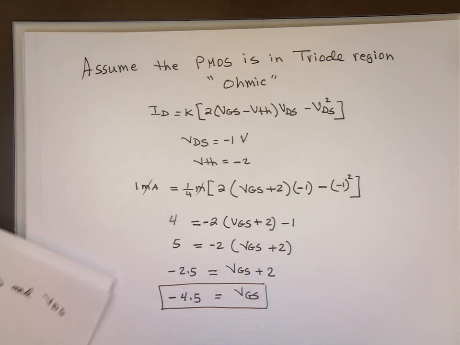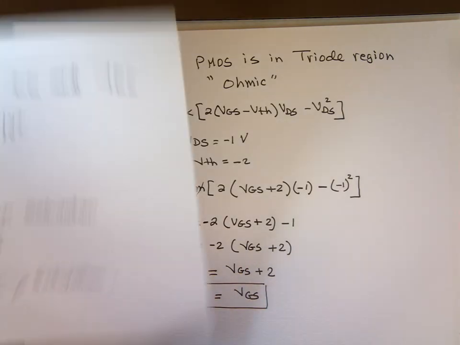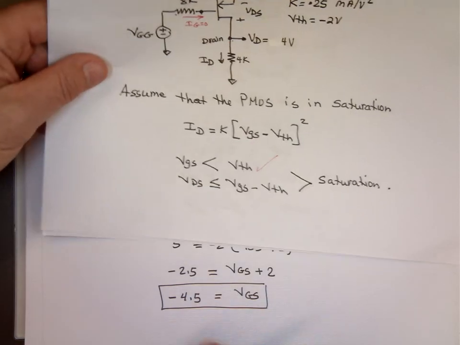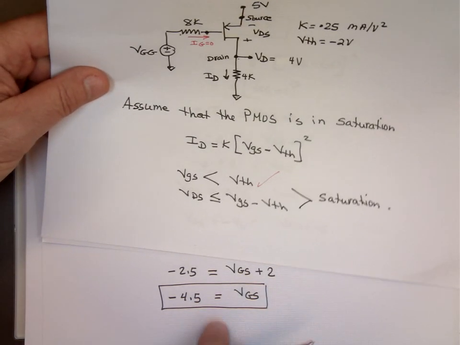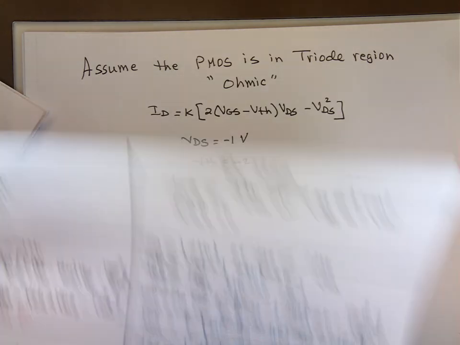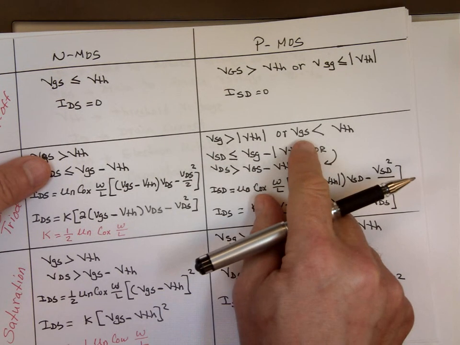Now let's see if our assumption is correct. We made the assumption we're in the ohmic mode. So VDS is negative 1. Let's check this, verify. We know VGS is negative, so let's check. Now, if you are in the ohmic mode, the two assumptions we made, what is my sheet here from before? If you are in the ohmic mode, you need VGS. Let's look at that.